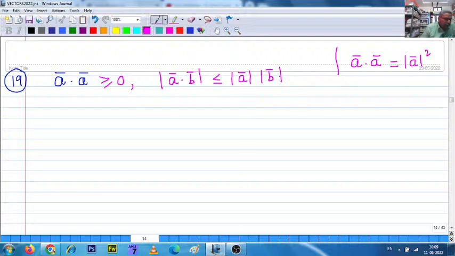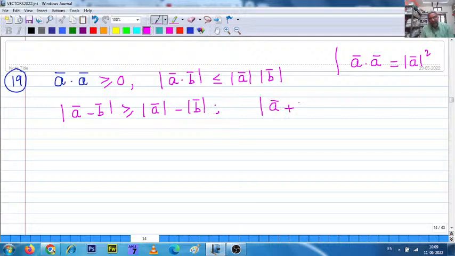One more property. Modulus of A bar minus B bar is always greater than or equal to mod A minus mod B. So these are the inequality properties. Suppose modulus of A bar plus B bar is less than or equal to mod A plus mod B. This is just like a triangle inequality, mod A plus mod B.